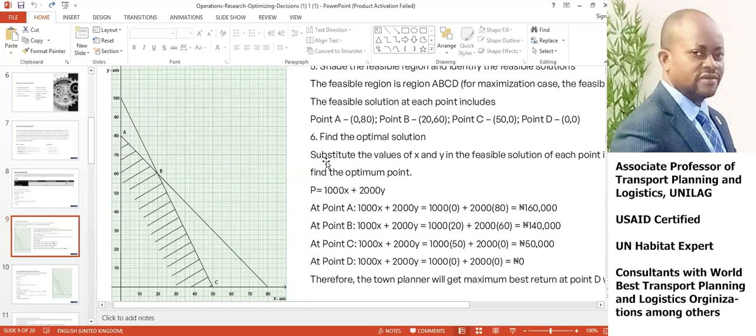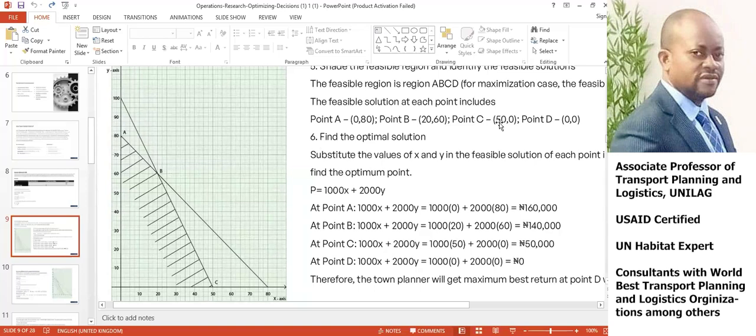So we go to point B again now. On the feasible region, look at our point B. We have x 20, y 60. So the same thing: x 20, y 60. You multiply and add, then you have 140,000 here. At this point, you do the same thing.